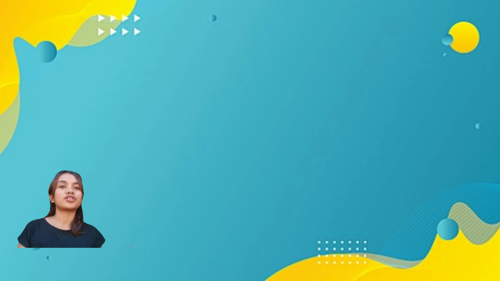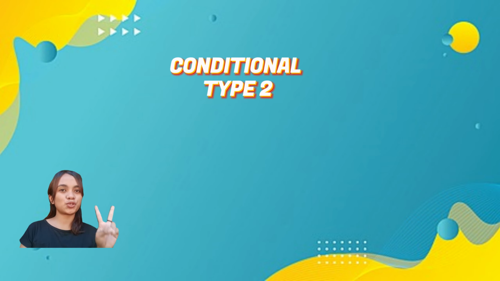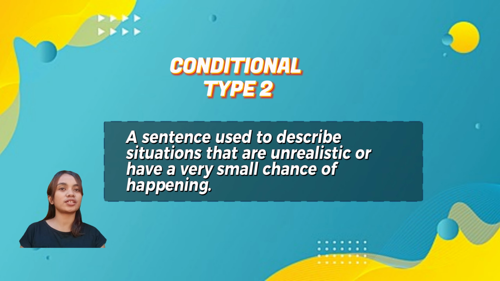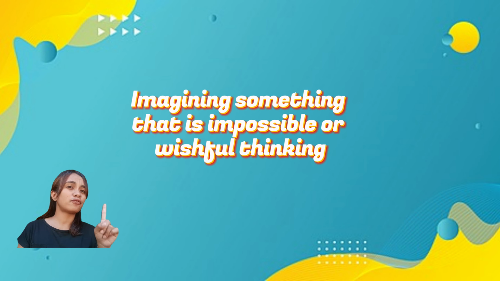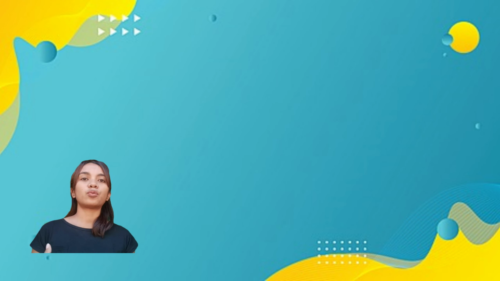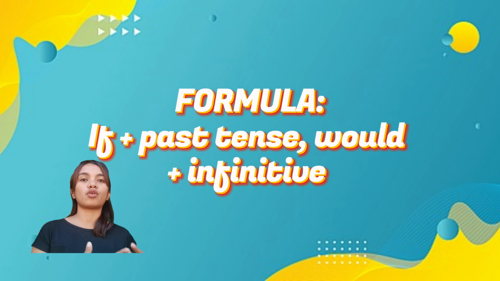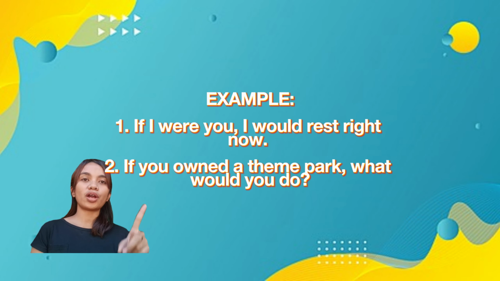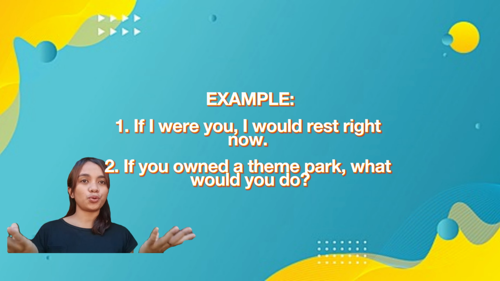Slightly different from conditional type 1, conditional type 2 is used to describe situations that are unrealistic or have a very small chance of happening. For example, imagining something that is impossible or wishful thinking. The formula for conditional type 2 is as follows: if plus past tense, would plus infinitive. For example of the sentence, if I were you, I would rest right now. Or if you owned a theme park, what would you do?